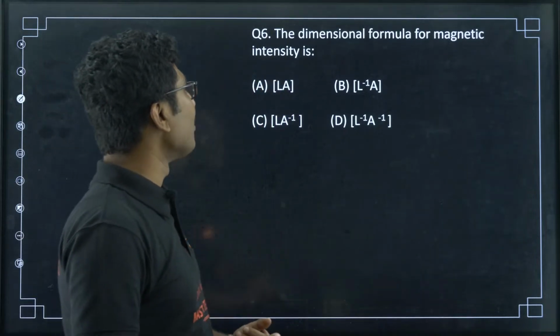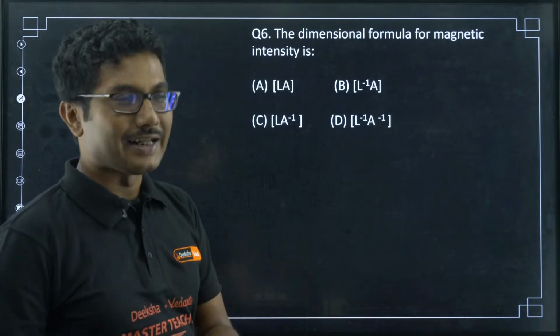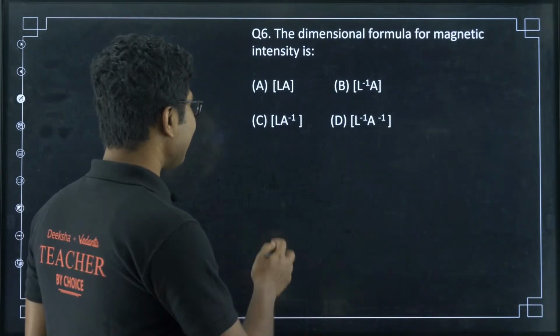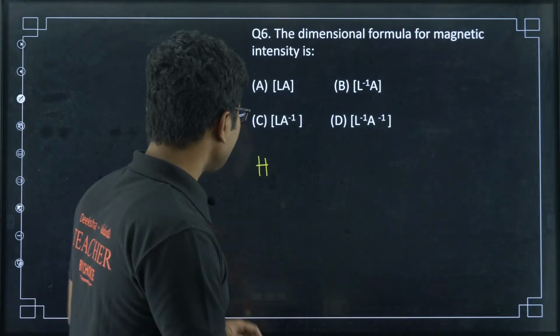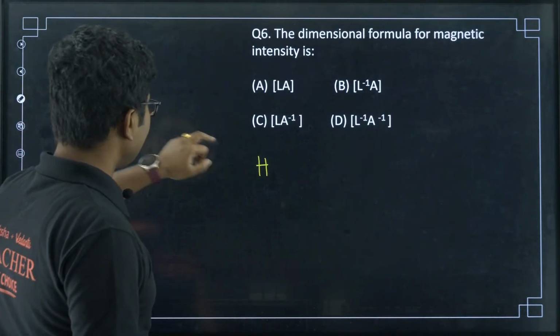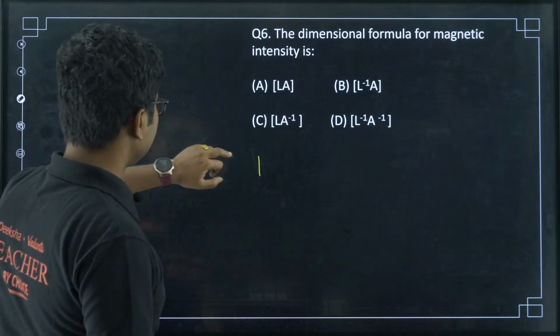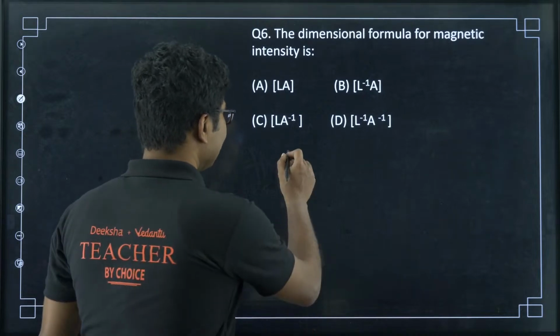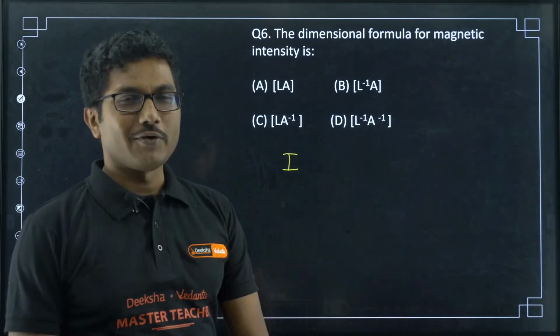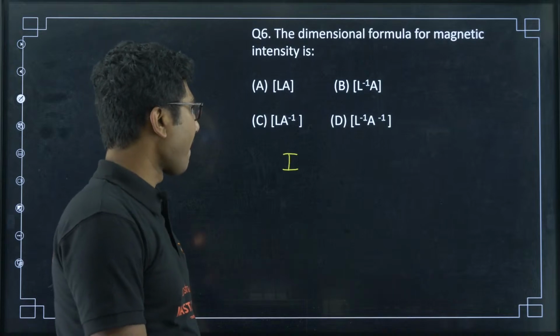The dimensional formula for magnetic intensity. So, what is magnetic intensity? Magnetic intensity is H. So, what is the dimensional formula? No, not H, I think. Anyway, magnetic intensity. What is the formula for magnetic intensity?